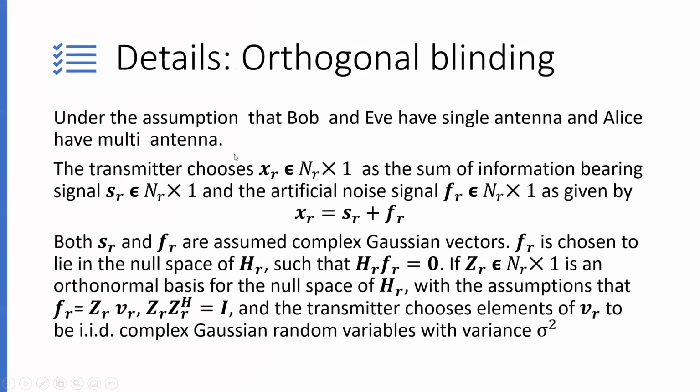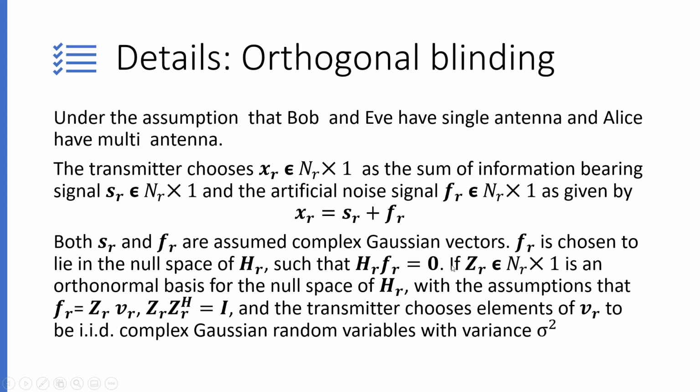The transmitter chooses, let's assume XR is the transmitted signal. It is made up of two things. One is our signal of interest, SR, and we are designing a noise signal FR, and we are sending the superposition of SR and FR, where both SR and FR are assumed to be complex Gaussian vectors, and FR is chosen to lie in the null space of the channel, such that when FR passes through the channel, the result is 0.